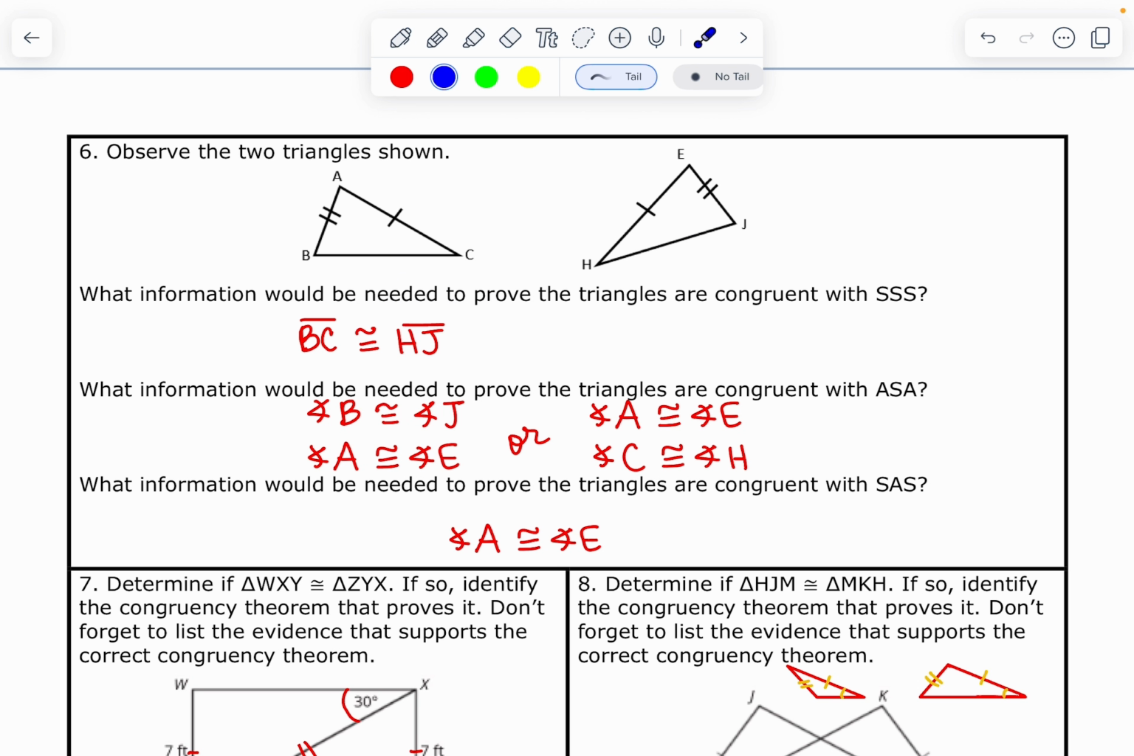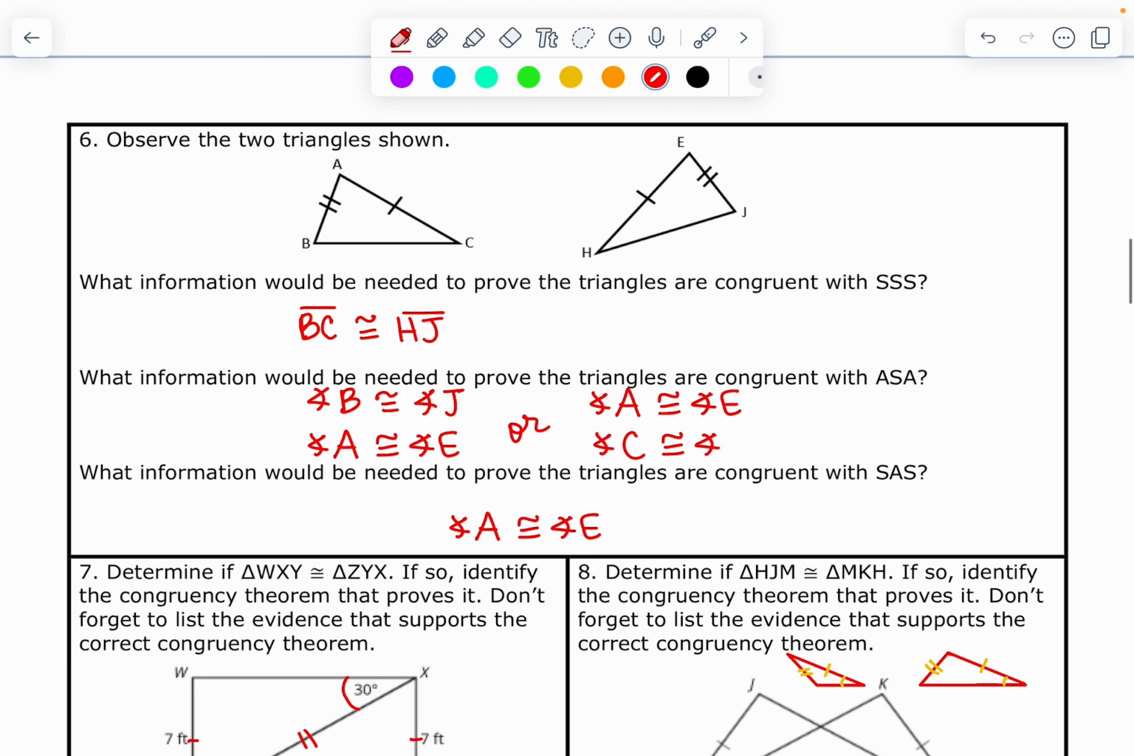Now for SAS, we need a little bit more. Oh, I'm sorry, ASA, excuse me. So we already have, we can use this side. For example, if we use this side, then we would need to prove that angle A is congruent to angle E, right there, and that C is congruent to J. And then if we use this side, then we would have to prove that A is congruent to E, right there, and that B is congruent to J, right there.